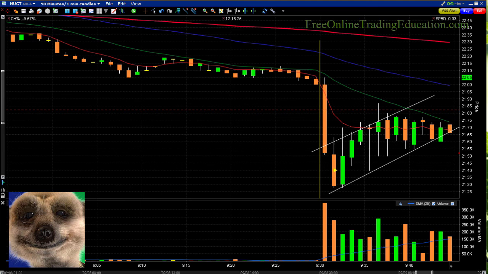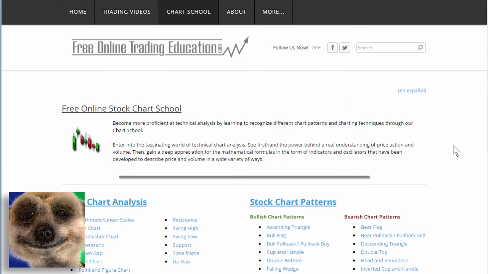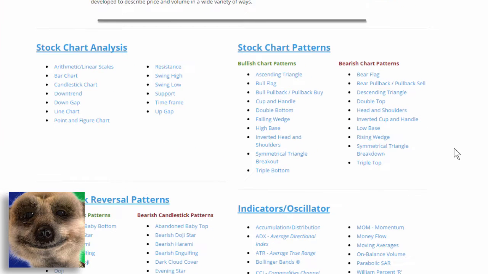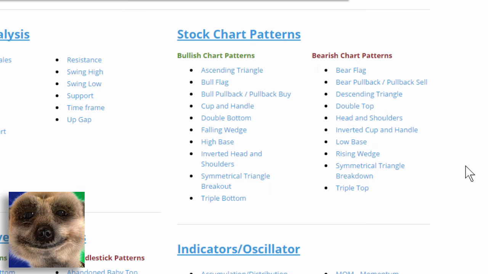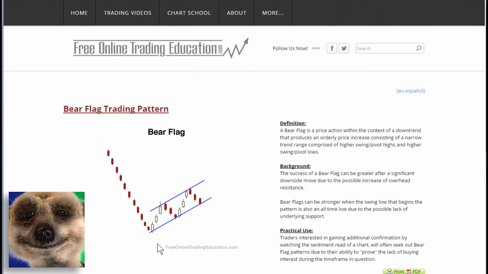You want to know more about a bear flag, just go to our site, freeonlinetradingeducation.com. Go to chart school, just click on that right there, and here are the different trading patterns. And this is a bearish pattern because it's called a bear flag. It's the very first one right here, and you can see it has dropped down and it's coming back up in a parallel channel. If it breaks below that lower support, the odds are in our favor.